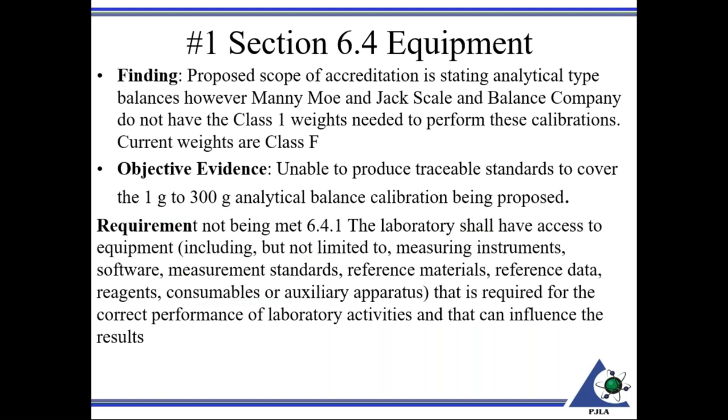Here's an example of a nonconformance rating. Proposed scope of accreditation. This is a fictitious company stating analytical type balances. However, Manny Moe and Jack's scale and balance company does not have Class 1 weights needed to perform these calibrations. Current weights are Class F. Objective evidence that was shown here was they were unable to show the standard. They were showing they had Class F, where they needed to have Class 1. Hence, they didn't have the appropriate equipment, and the nonconformance was written under 6.4.1 about having access to equipment, including but not limited to measurement instruments, software, measurement standards, reference material, reference data, reagents, consumables, or auxiliary apparatus. This is required for the correct performance of laboratory activities that can influence the results. So in this particular example, the organization did not have the correct classification of test weights.